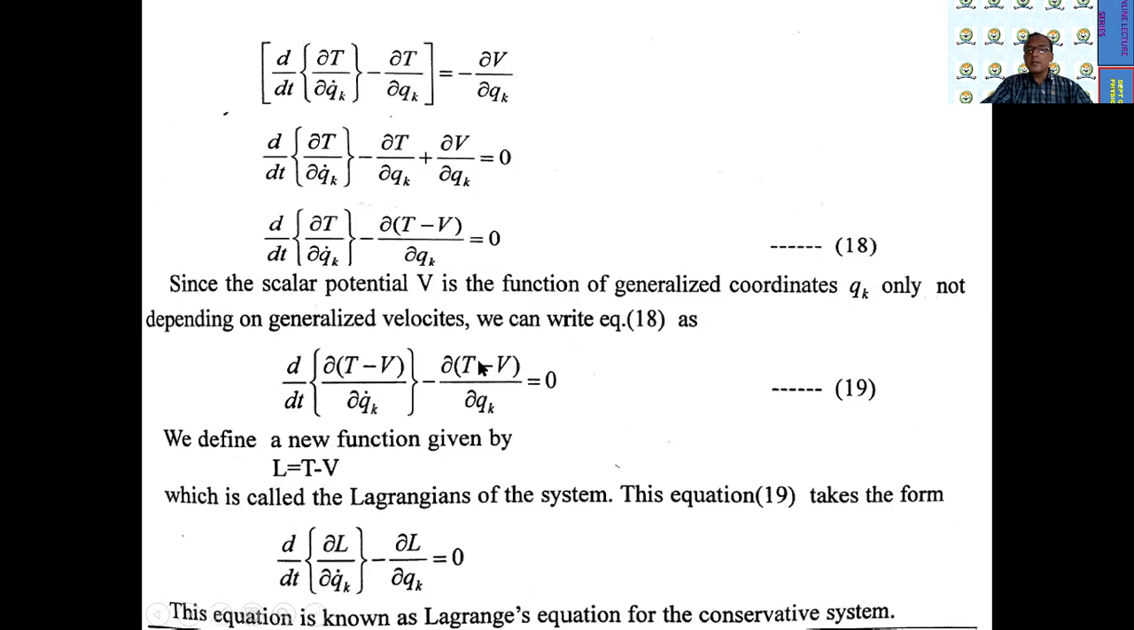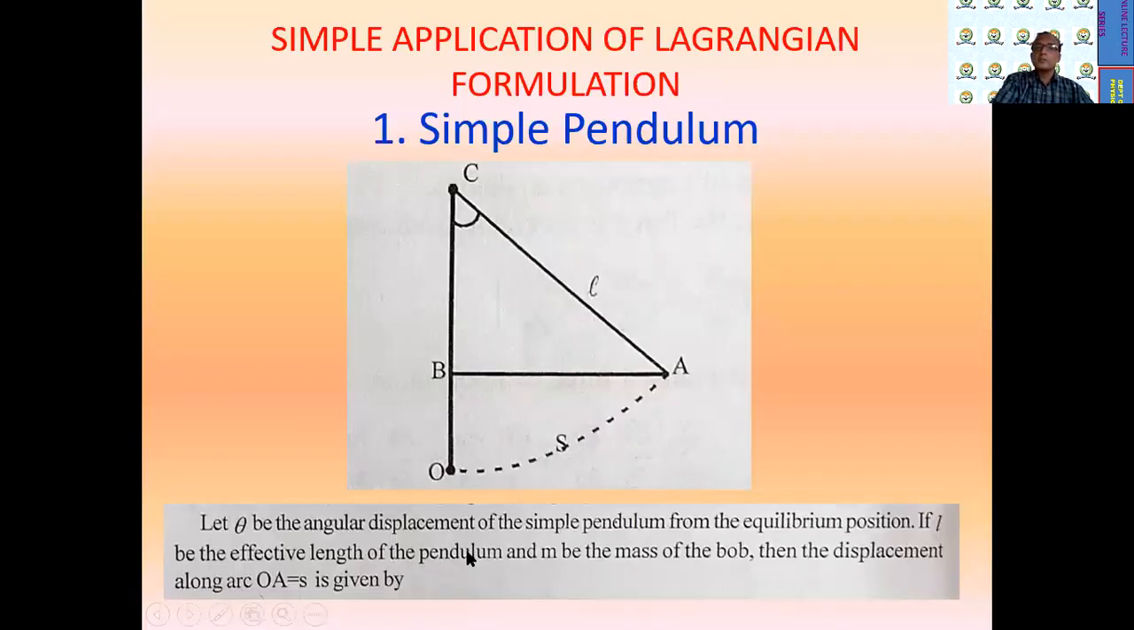If I put L equals T minus V, then equation 19 will take this form, that is d/dt of ∂L/∂qk dot minus ∂L/∂qk is equal to 0. This equation is nothing but the Lagrangian equation for the conservative system, and this is the equation which we will use to specify the position of a moving particle. This Lagrangian equation can be applied to different phenomena of the motion of a particle. One of the simple applications of the Lagrangian equation is to the simple pendulum.